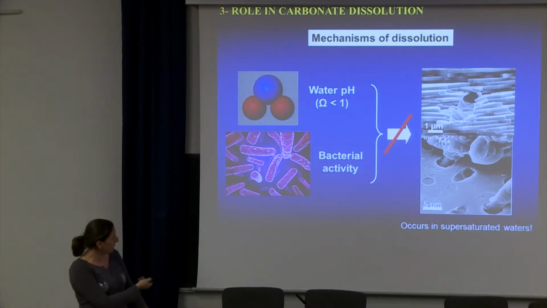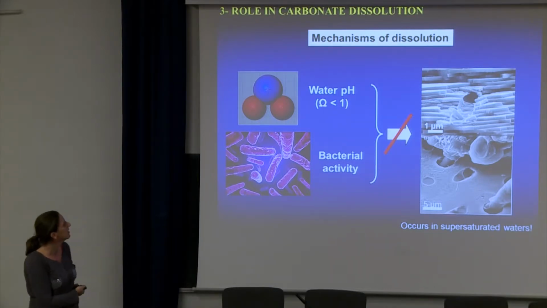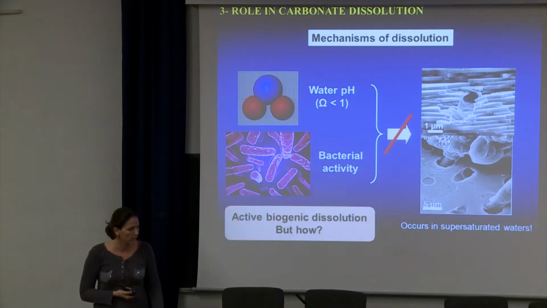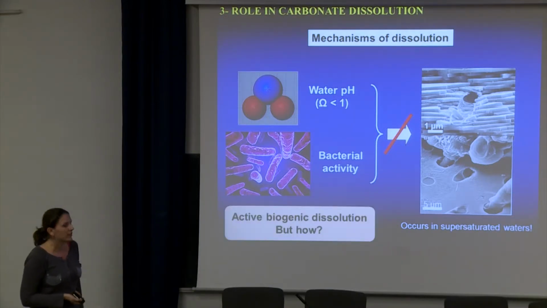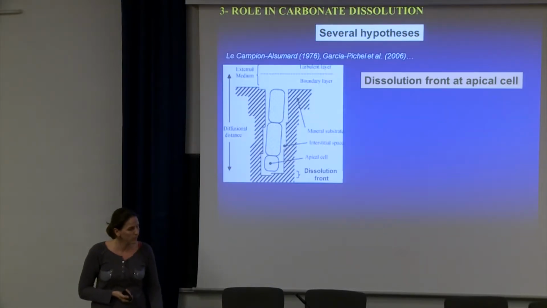Plus, this dissolution occurs in supersaturated waters, such as in coral reefs, where you have a saturation state of about 3 or 3.5, depending on the ecosystem. So there might be an active biogenic dissolution, but how does that work?